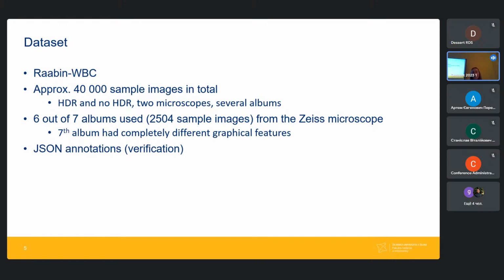The dataset was also chosen due to JSON annotations, and these would be used for the verification of the whole system, for the proposed process.